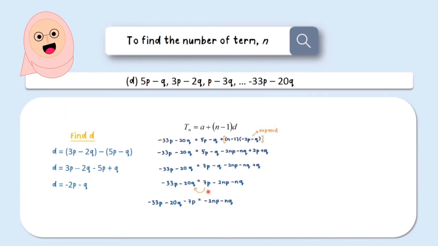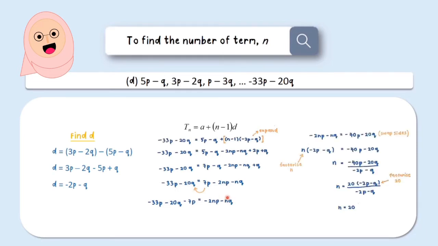And then we can bring the 7p to the other side, so we can solve the p's, and then we need to swap sides. It will be easier for us to find the n if we swap sides. And then the negative 2np minus nq, we can factorize n. So n in bracket negative 2p minus q.